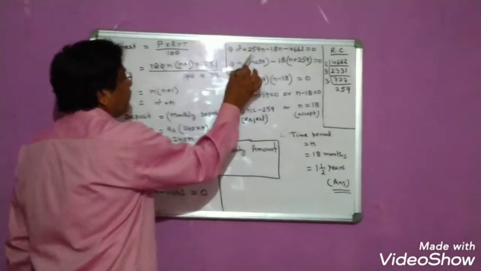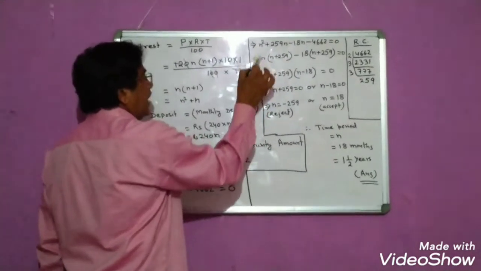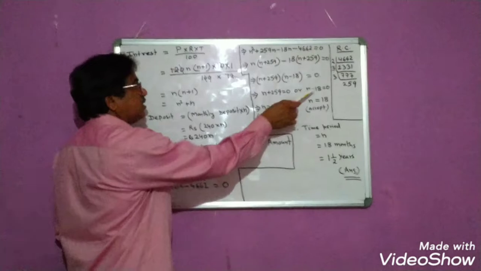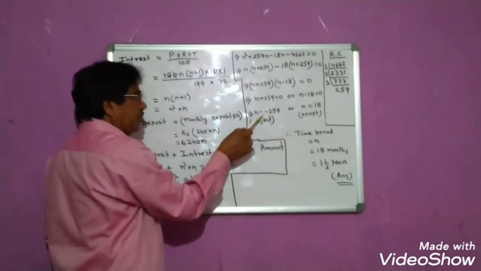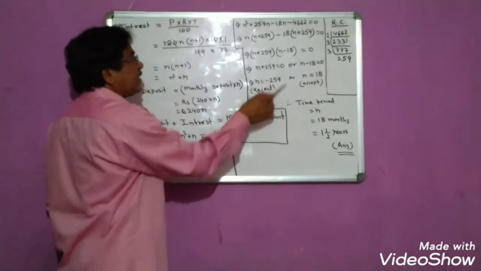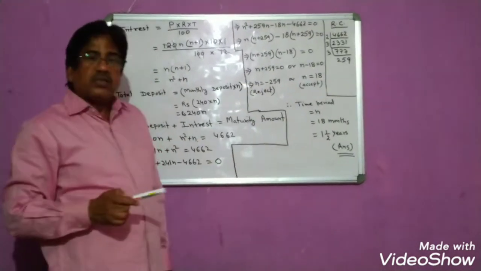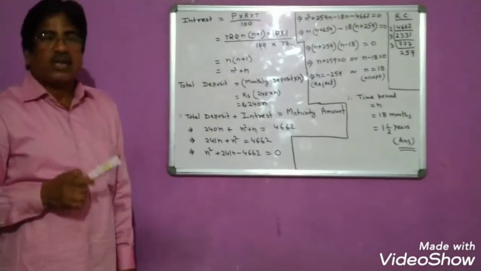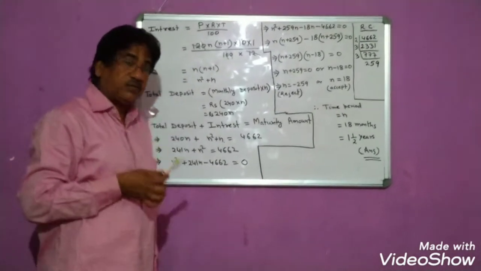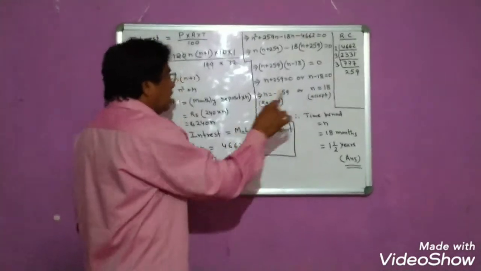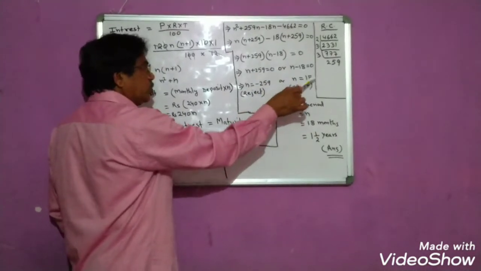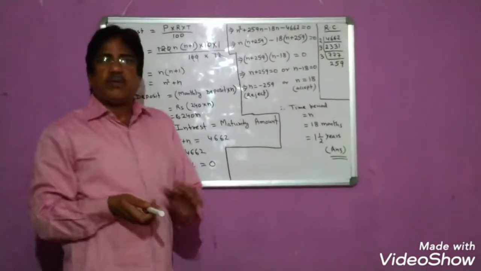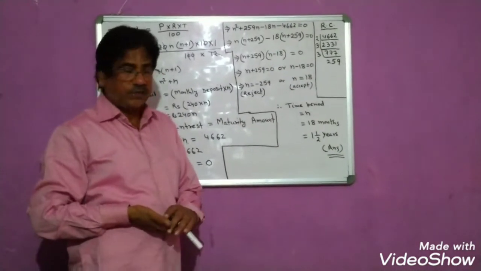Now we will take n common from each pair, so that n plus 259 equals 0 or n minus 18 equals 0. So here the value of n will be minus 259. We will reject this value. Why? Because the number of months cannot be negative. So this value will be rejected. And here we get n equals 18. So this value will be accepted because the number of months is always taken as positive.